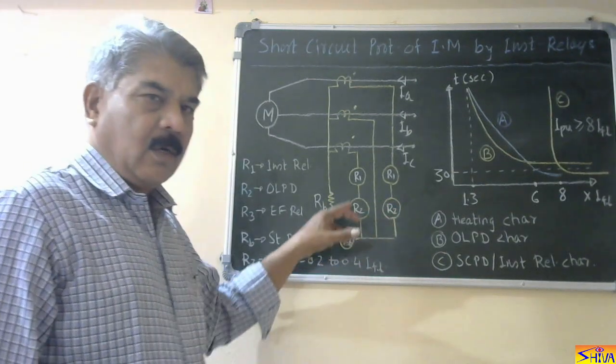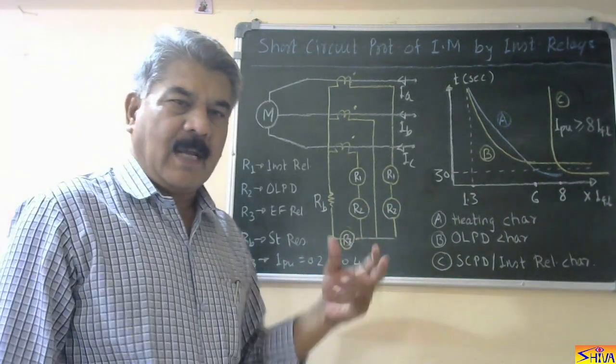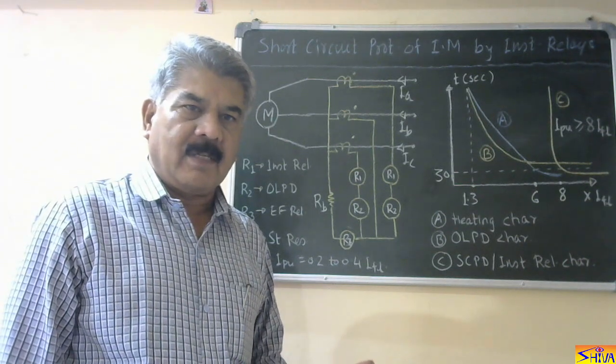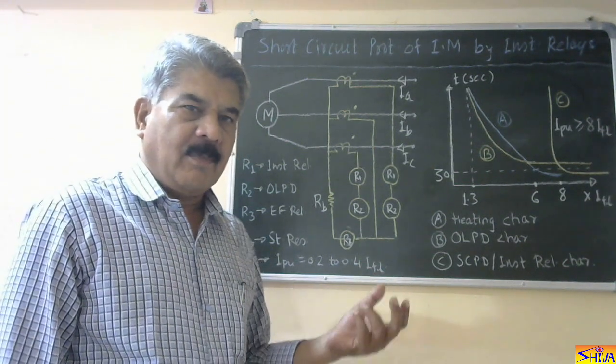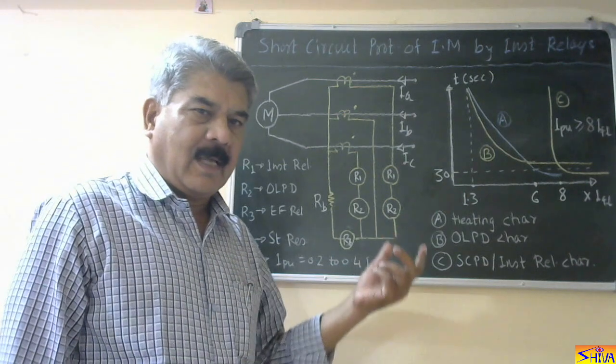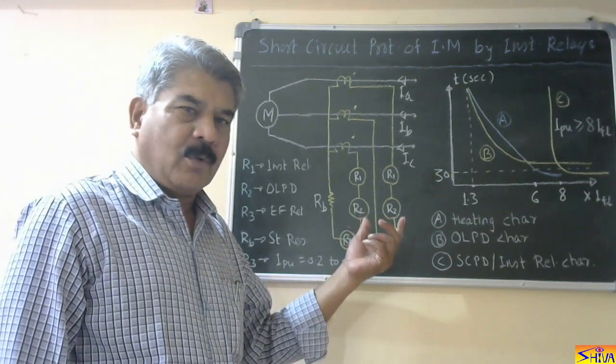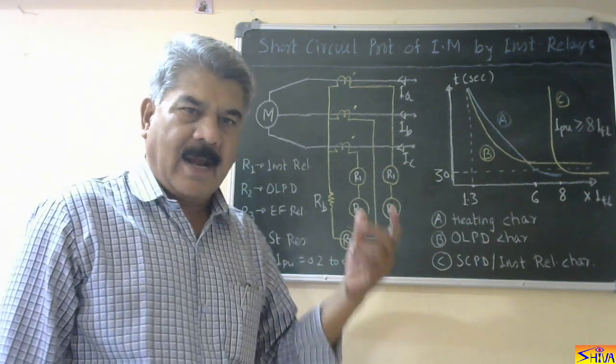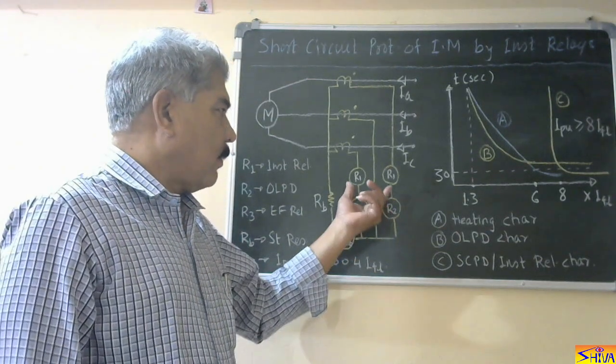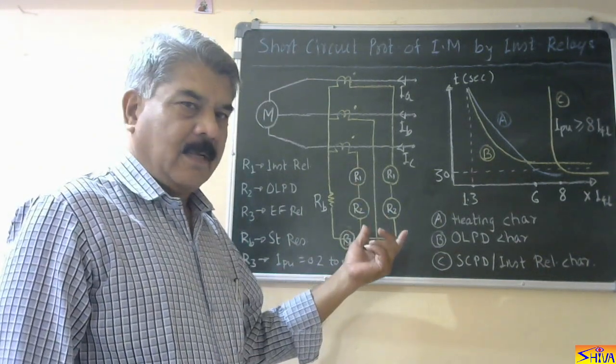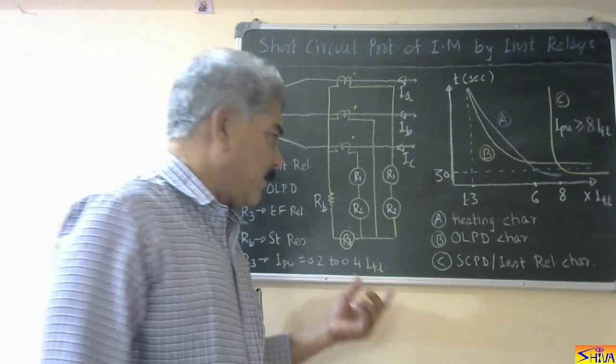Second point is R2. These R2 are overload protective devices. They can be IDMT relay or extremely inverse relay, thermal relay, or any relay having the replica characteristic. So they provide protection against overload and they act as backup protection device for the instantaneous relay. This I will explain in the characteristic.